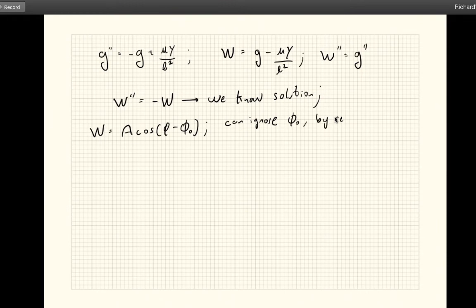by setting it equal to 0 in the appropriate direction. And that's just saying something about the initial condition, okay? But now what does this tell you? Look at this. Now we have that G is equal to W plus mu gamma over L squared.